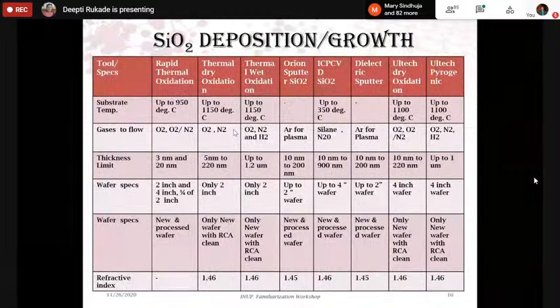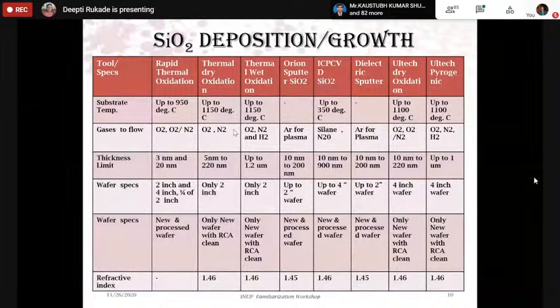Now here we have tried to summarize. SiO2 is a very crucial step in our fabrication. So we have tried to summarize. You can do SiO2 deposition as well as growth. Both the techniques I have been explaining in the past few slides.